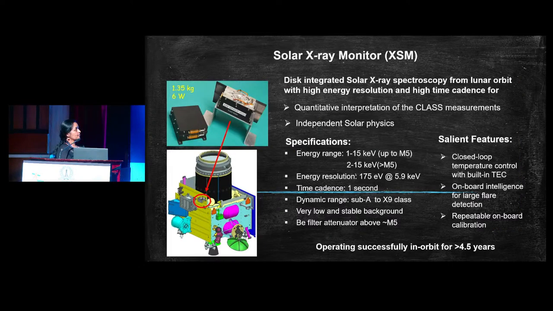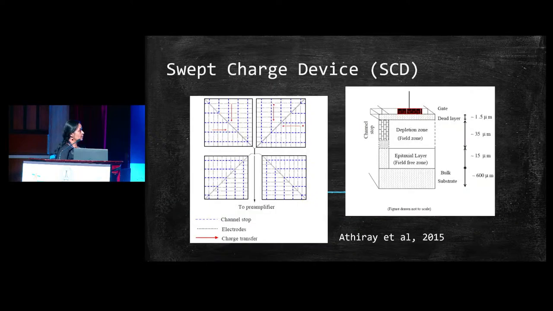XSM has, again, the same energy range as CLASS. It has a beryllium filter attenuator so that the complete energy range can be covered. That comes in above M5 class of flares. It has a very good energy resolution and a very good cadence, 1 second cadence here. Again the dynamic range is very high, and it's been operating for now 4.5 years.